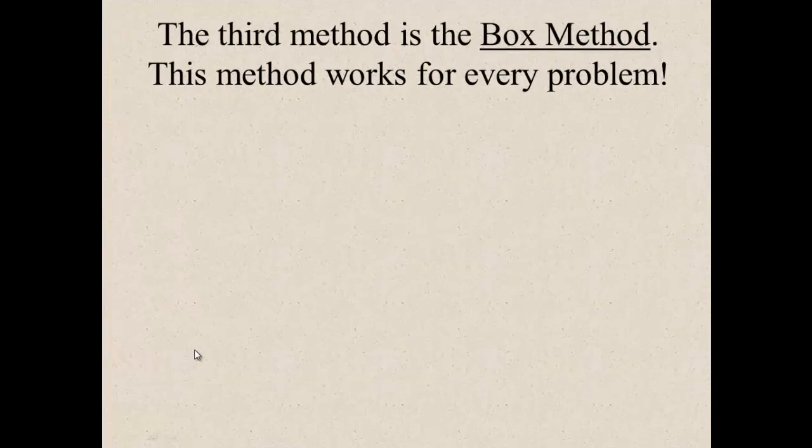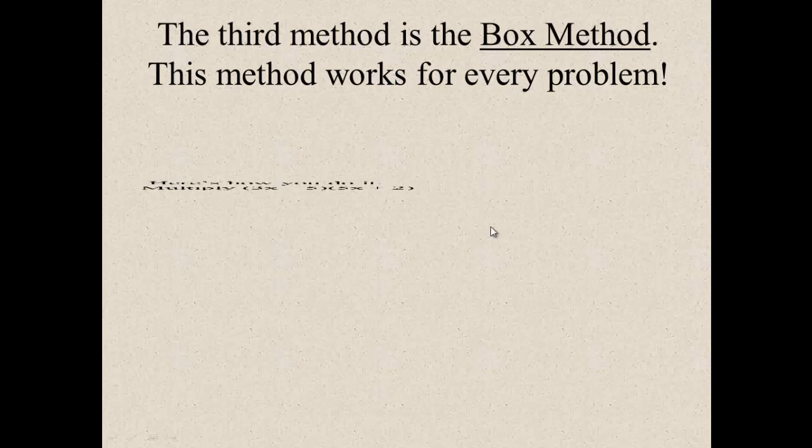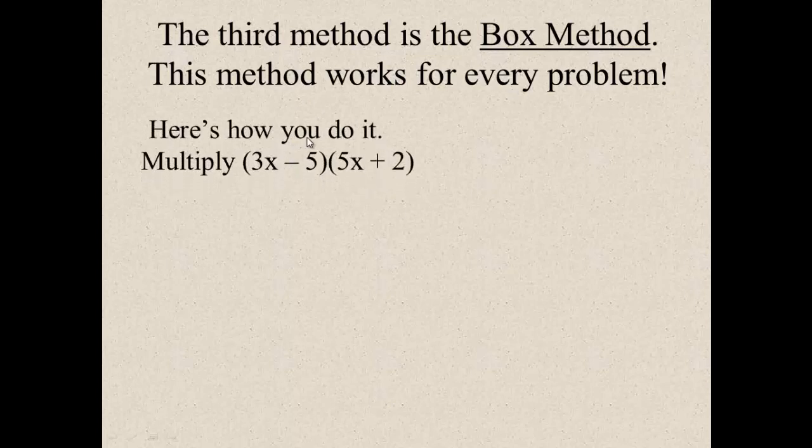The last type for multiplying binomials, the third method, is the box method. It's a very easy method. This method works for every problem. Here is how you do it. To multiply 3x minus 5 times 5x plus 2. Remember, we can answer this example by using the distributive method, the FOIL method and the box method.